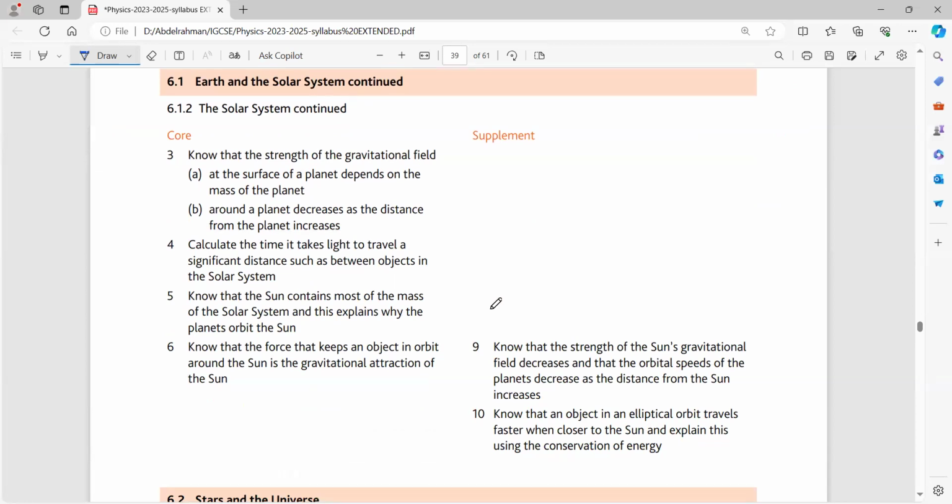Know that the strength of the gravitational field at the surface of the planet depends on the mass of the planet. This is a really important point. And around the planet, it decreases as the distance from the planet increases. This is another important point. The gravitational field strength on Earth is 9.8 meters per second squared.